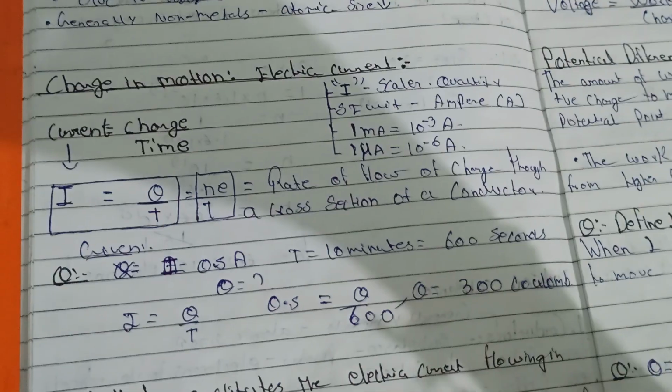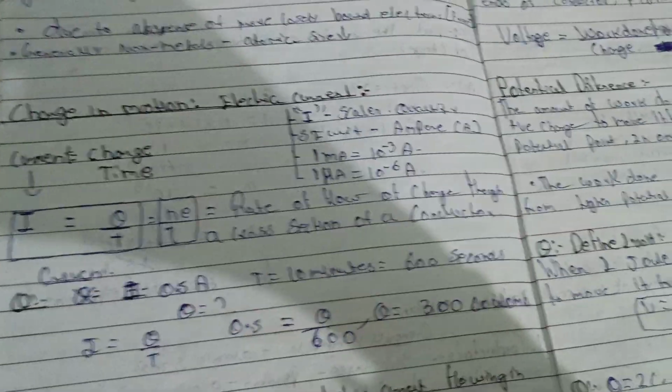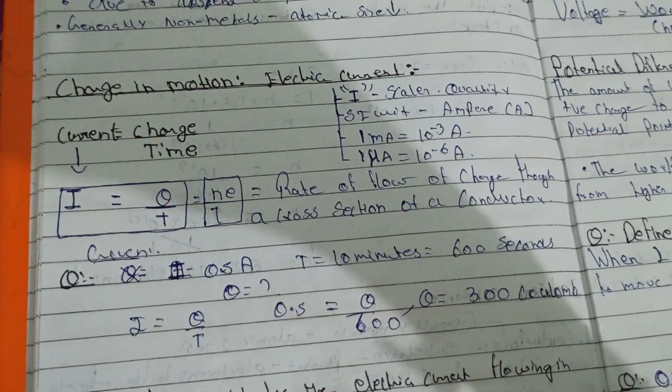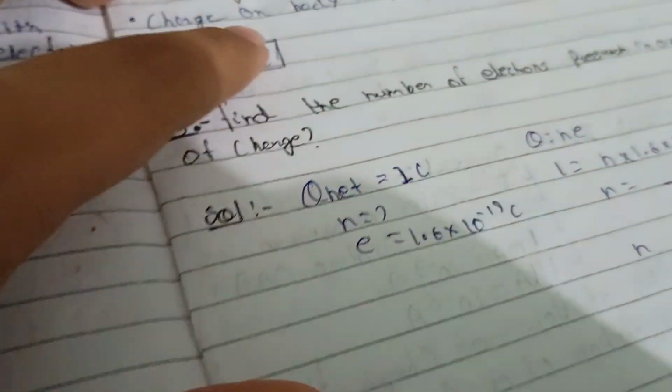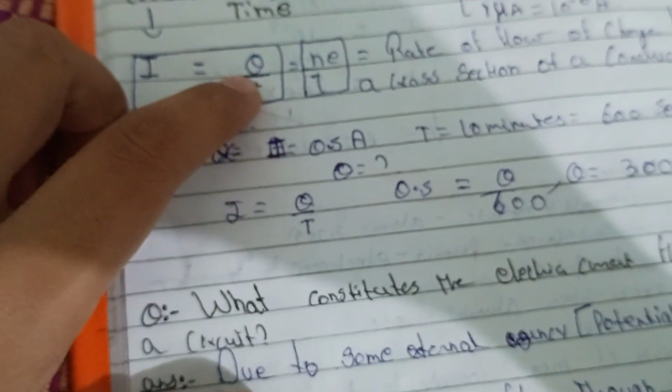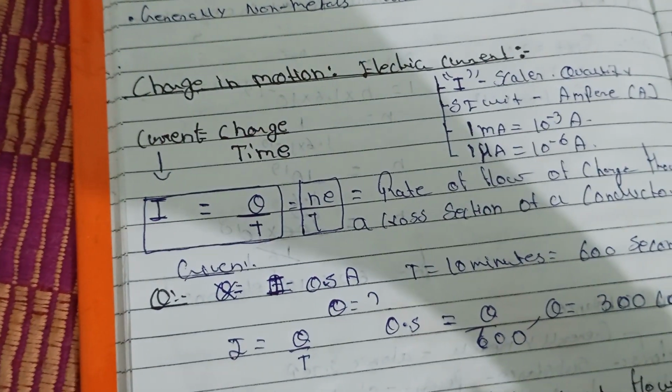The current can be classified as charge upon time, so I is equal to Q by T. I is the symbol of current. We have studied the quantization of charge, where Q is equal to NE. So the current is Q upon T, which is NE upon T.